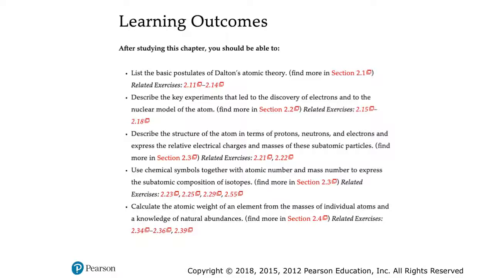So we can describe the key experiments that led to the discovery of the electron and to the nuclear model of the atom. These are Thomson's cathode ray tube experiment, which discovered the electron by putting a high voltage on matter and seeing a subatomic particle given off that was bent by a magnetic and electric field, suggesting a negatively charged particle.